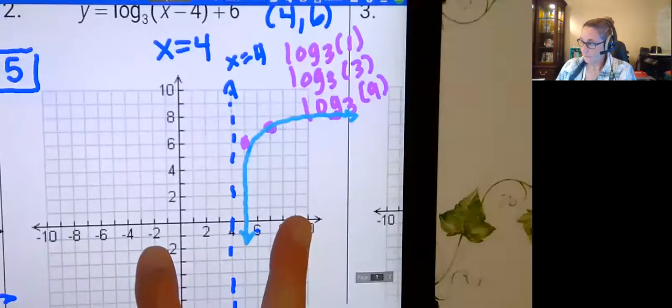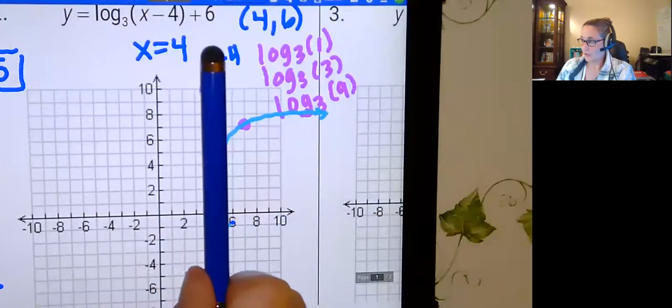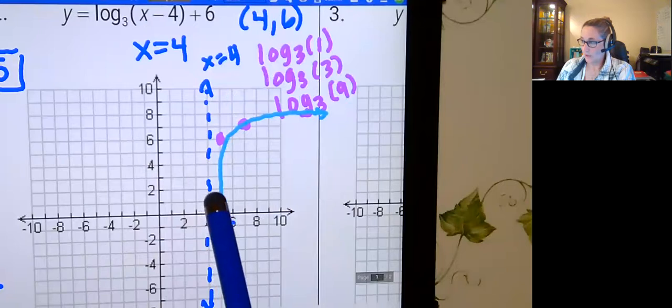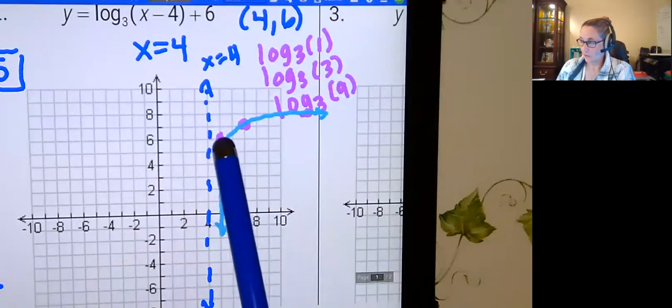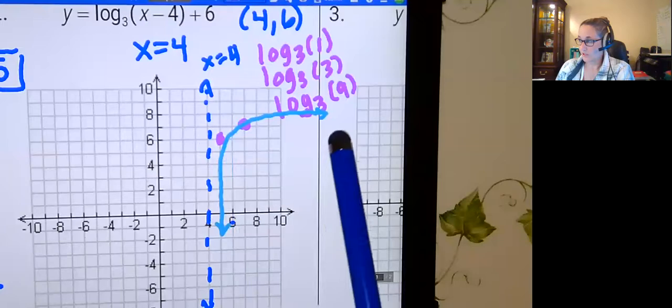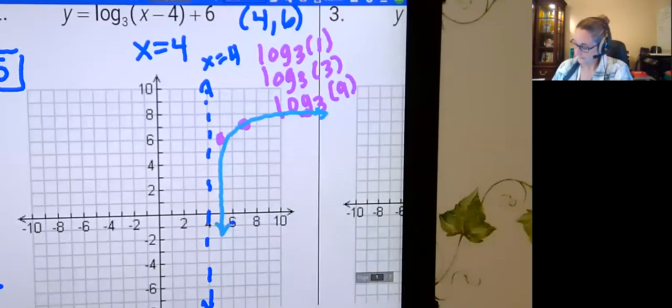Okay. So again, vertical asymptote, x equal 4. I'm going to go to 4, 6, and this is where I'm going to go out 1 and 3 and 9 and 27, because those are all nice multiples, or sorry, 3 to powers.